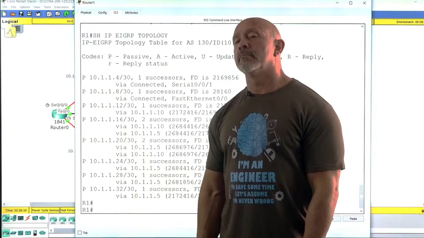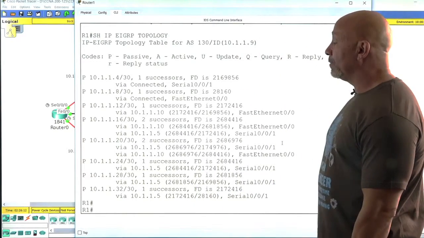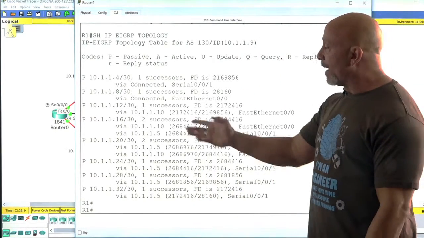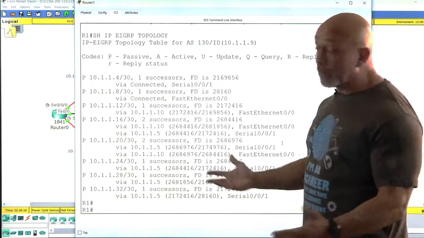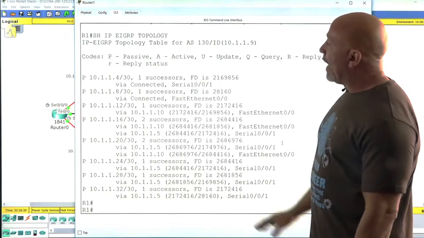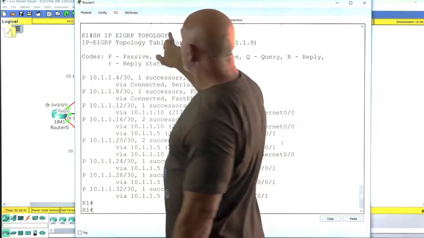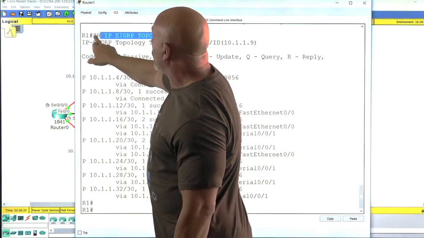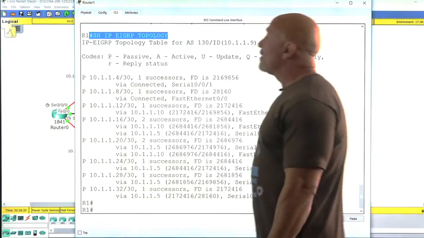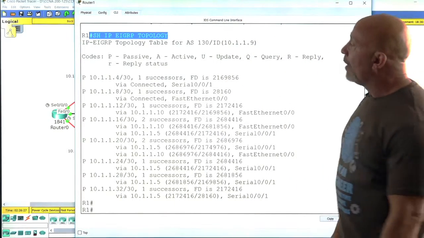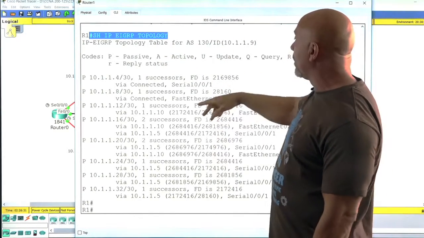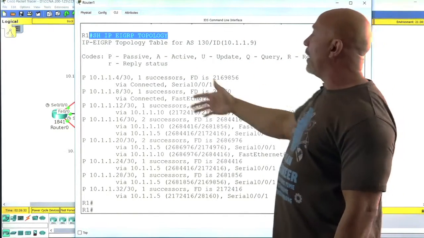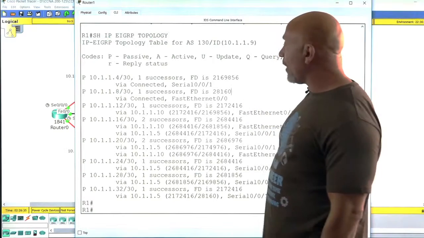All right. What are we looking at here? It's the same lab that's in the background. What I did, I just opened up router 1, because we did configure EIGRP, and I did the show IP EIGRP topology. And there are the codes, right, that you have passive, active, which is what we're going to talk about. You have update, query, reply, and reply status.